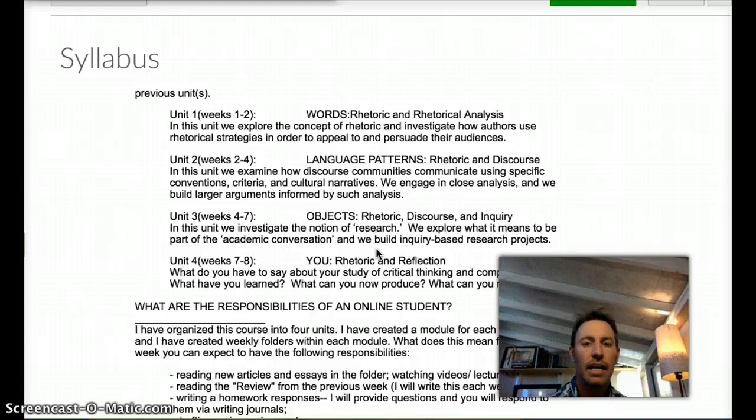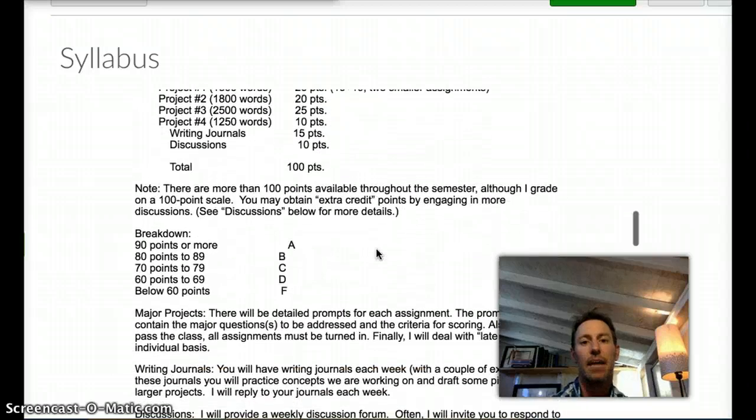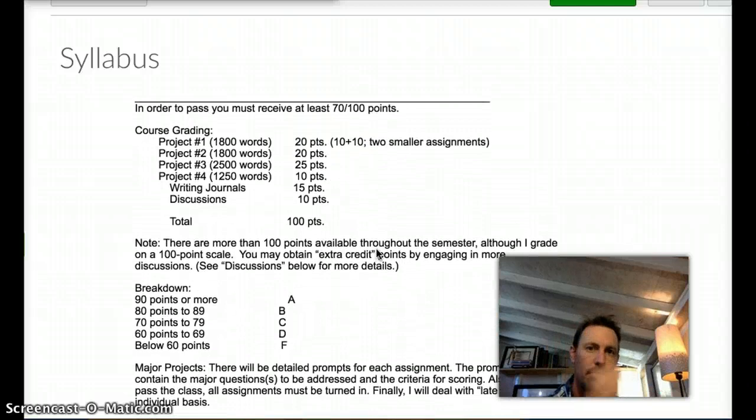Now, let's move away from the content and let's talk about grading. Again, I'm trying to be very streamlined here. And so the entire course is worth 100 points. Nice and easy. And if you look, I've given you a breakdown here. The first project is worth 20 points, the second project is worth 20 points, the third project is worth 25, and the fourth project, that reflection, is worth 10. So that's 75 points right there.